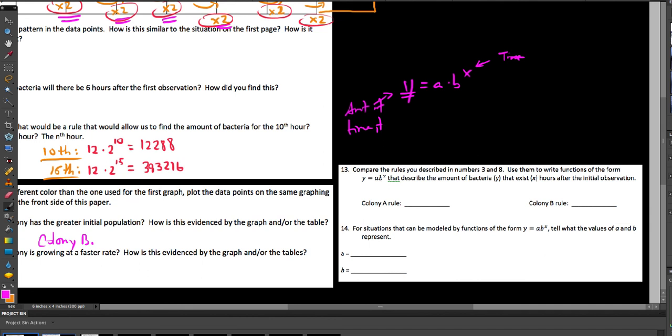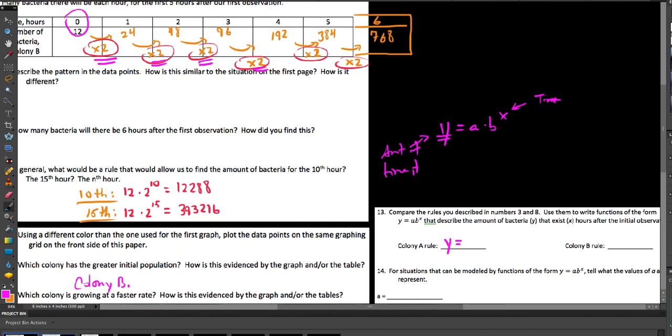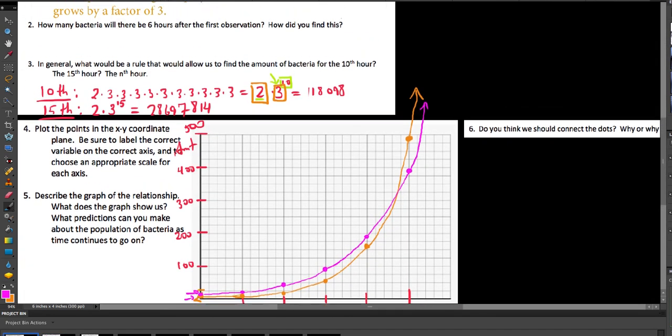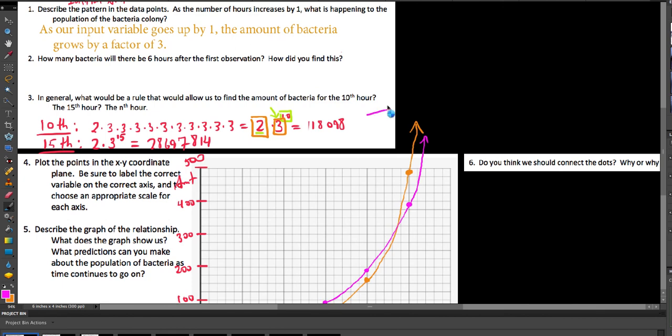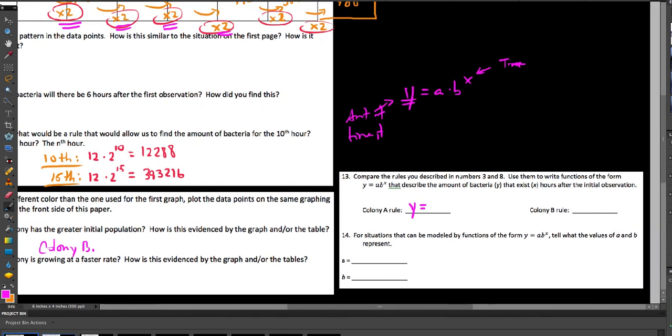Well, colony A's rule would look like this. If you wanted to find the number of bacteria at any given time, it would be equal to y, and y is always going to be equal to this. Now, this is colony A. Let's go look at its rule. We said, generally speaking, we could write a rule for the nth hour. But we would say, generally speaking, we started with 2 of something, and we were tripling it, and we were doing this every hour for x hours. So that's going to be our rule that we write here. And we see that we started with 2, and we're tripling it every hour for x hours. Whereas for colony B's rule, we're going to say the number of bacteria at any given time is equal to the 12 we started with, but we're going to double it every hour for x hours here.